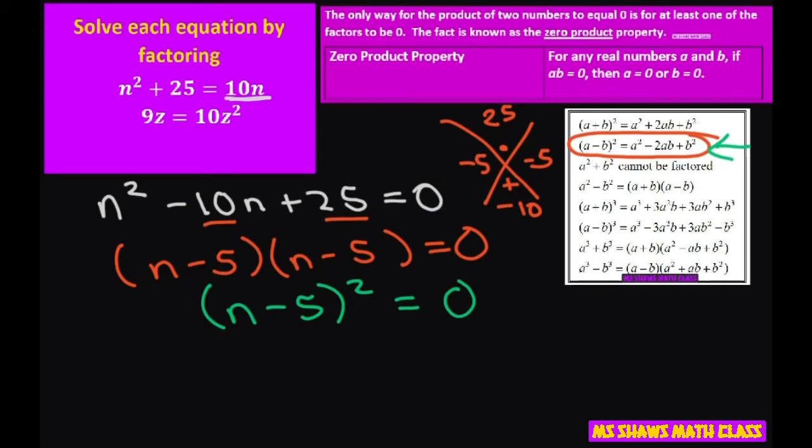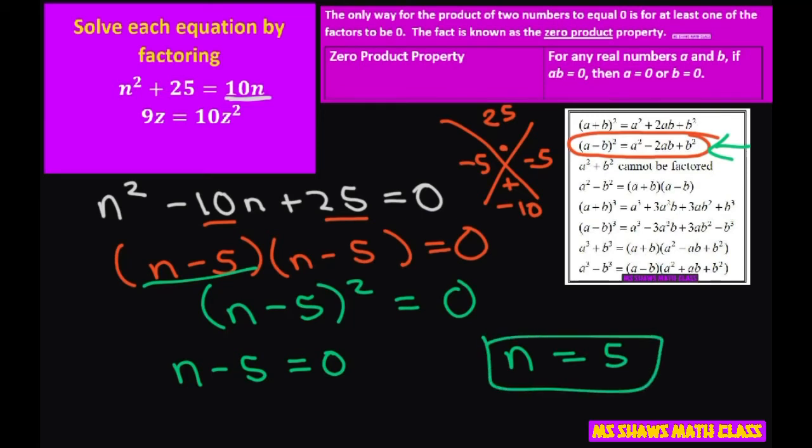All right, so we just need to set one of these to 0, they're both the same. So we set it to 0, add 5 to both sides. So n equals 5. If I plug 5 back in here, I get 0 times 0. And that is your 0 product. So we only have one solution here. Some people write it like this.